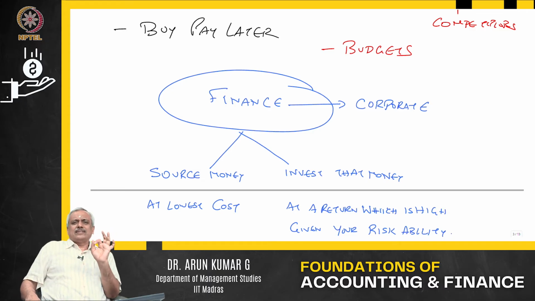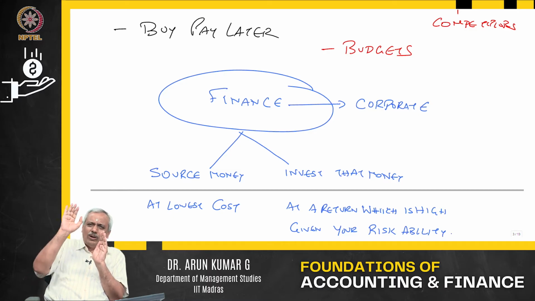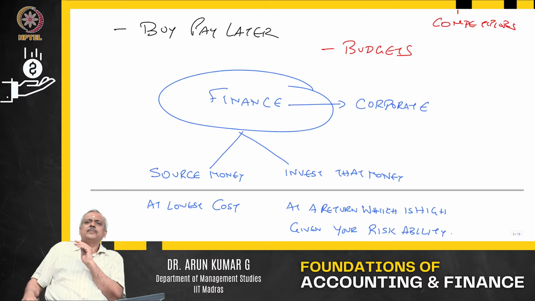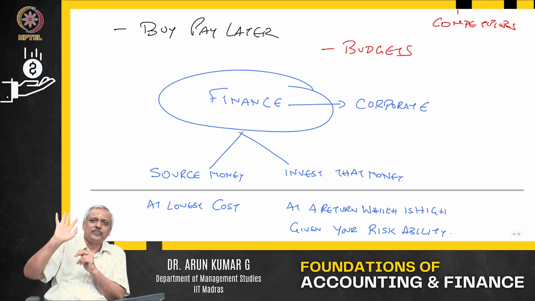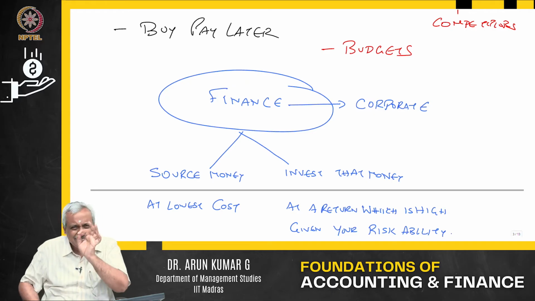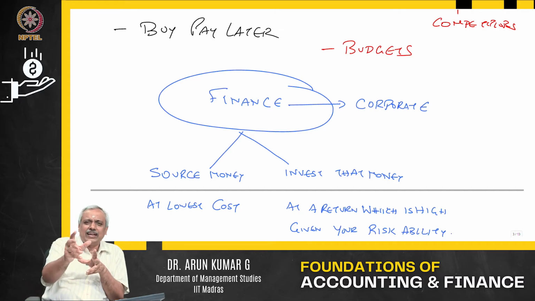Typical corporate finance is to do with only two functions. Source money at the lowest possible cost. Invest that money in an option that gives you the highest possible return given your risk taking ability. Now somebody can ask, why does that risk taking ability come in there?